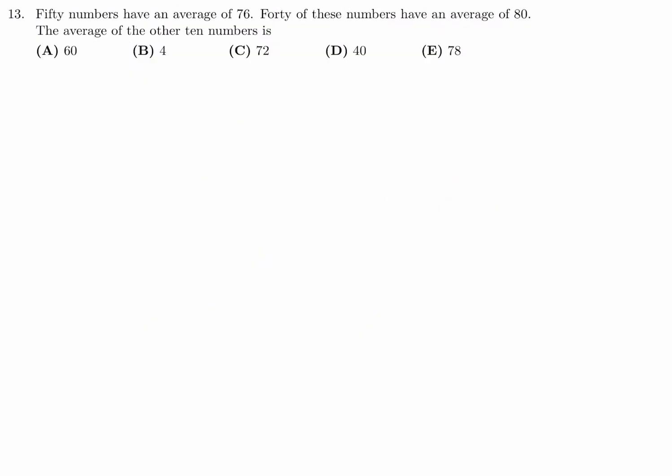50 numbers have an average of 76. 40 of these numbers have an average of 80. The average of the other 10 numbers is. So x1 plus x2 all the way up until x50, if you take that average, which of course you have to divide by 50, they're saying is 76. Okay, so that's the first part of the question.